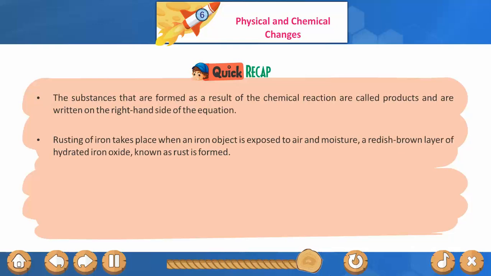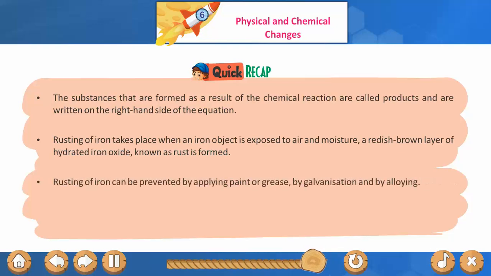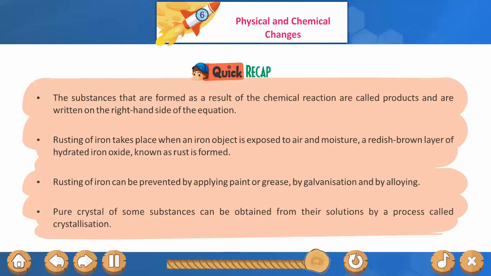Rusting of iron takes place when an iron object is exposed to air and moisture. A reddish brown layer of hydrated iron oxide known as rust is formed. Rusting of iron can be prevented by applying paint or grease, by galvanization and by alloying. Pure crystals of some substances can be obtained from their solutions by a process called crystallization.